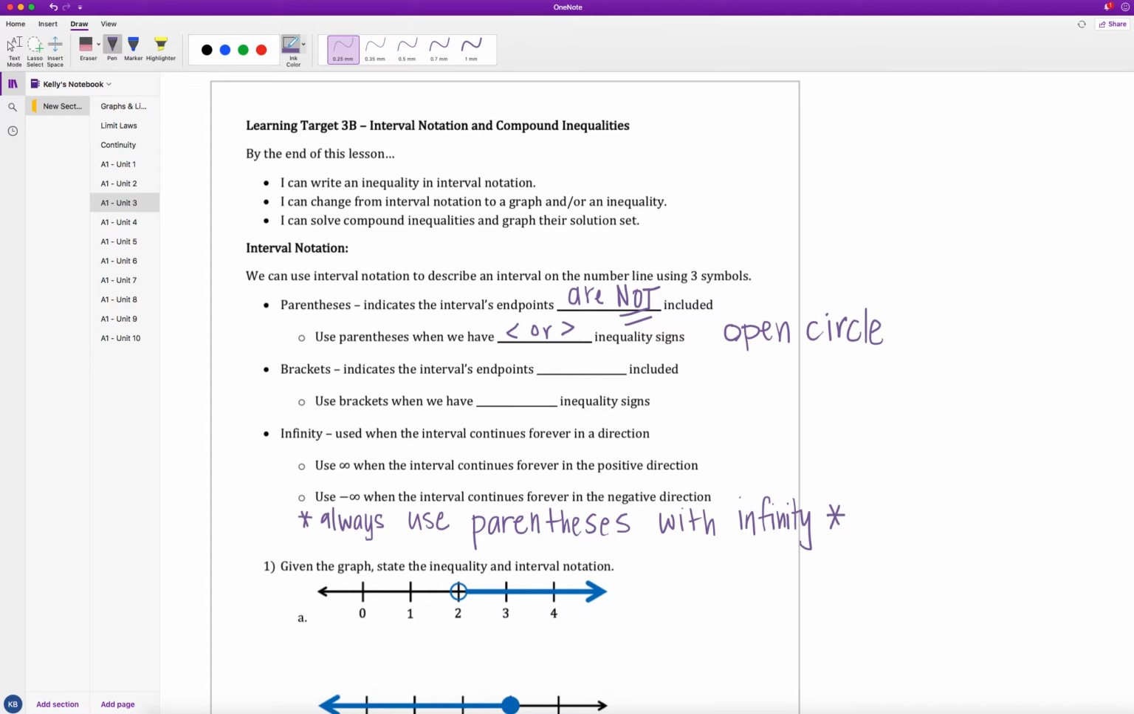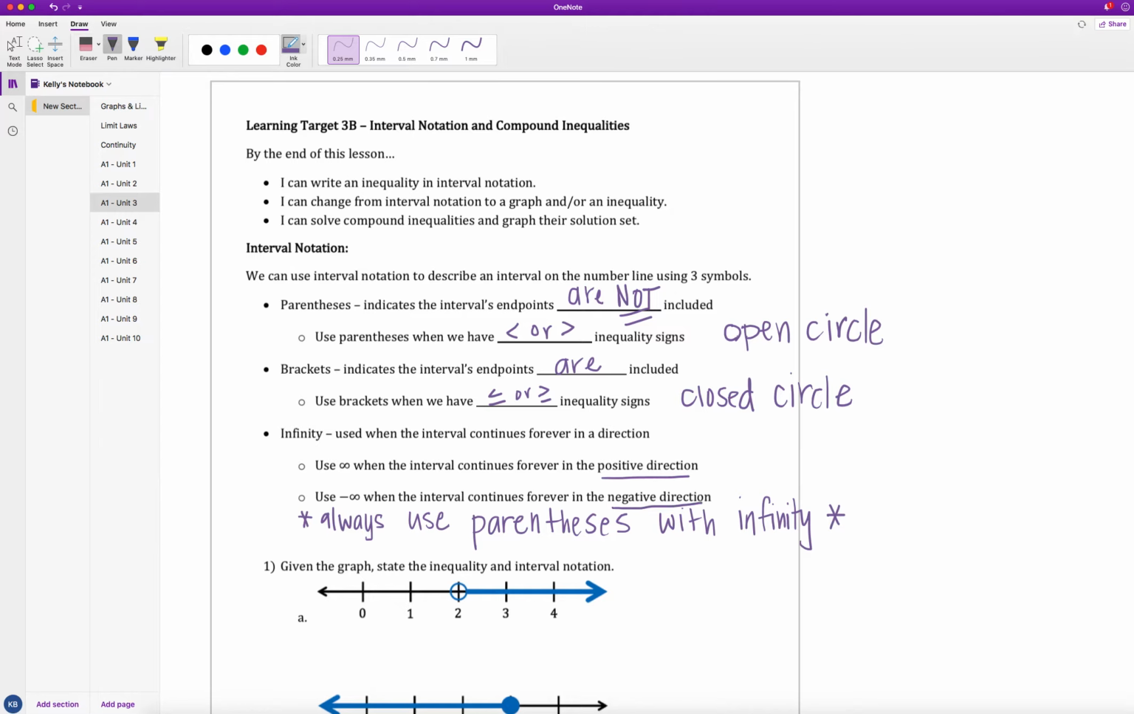On the flip side, brackets are used to indicate when the interval's endpoints are included. Those would be used when we have less than or equal to or greater than or equal to inequality signs. We use these with our closed circles if we were looking at it from a graph perspective. Infinity is used when the interval continues forever in a certain direction. We use positive infinity when the interval continues forever in the positive direction, and negative infinity when it continues forever in the negative direction.